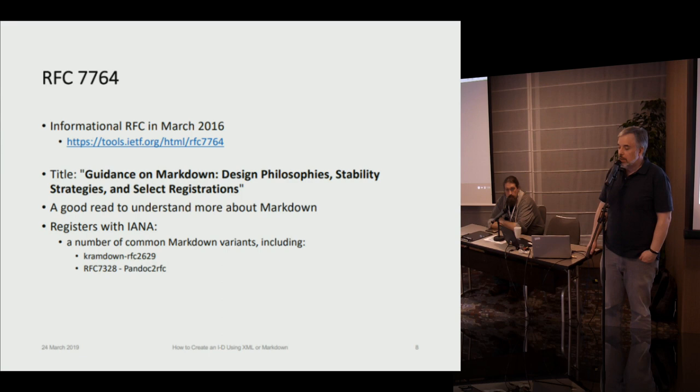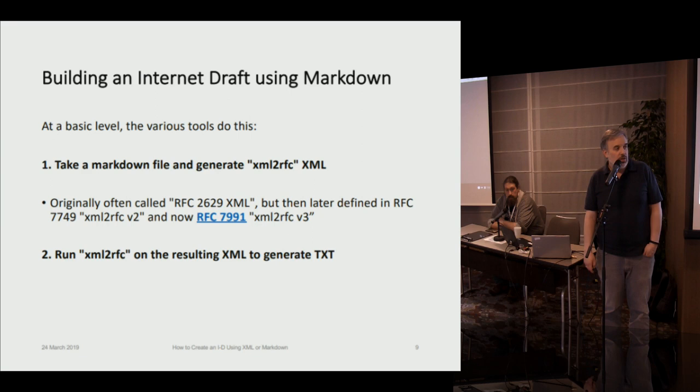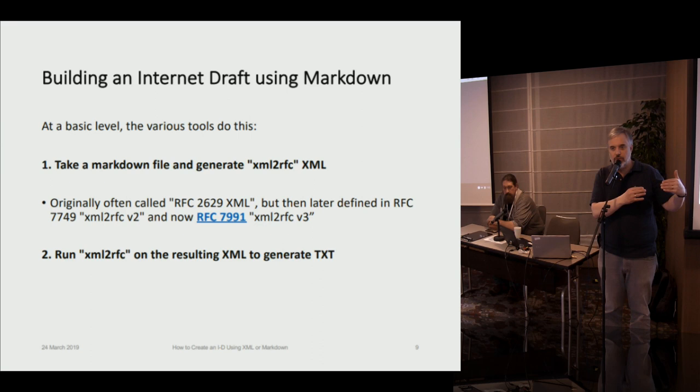To talk about creating an internet draft, it's a two-step process. You write your draft in Markdown, and then you run it through some tool that generates XML, and then it actually goes through the XML to RFC tool that Matt was just up here talking about. So you're just basically doing the first part to create the XML file. You're using this as a way to get that XML file to use.